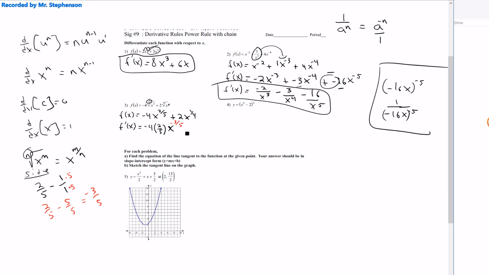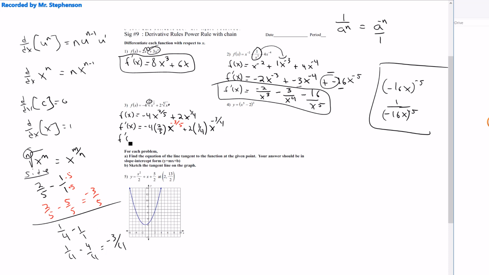Keep going. Plus 2. Bring down the 1/4 power, x to the 1/4 minus 1, again we're doing some side work, is going to be 1/4 minus 4/4, which is going to give me negative 3/4. There, negative 3/4. All right, and we're almost done.